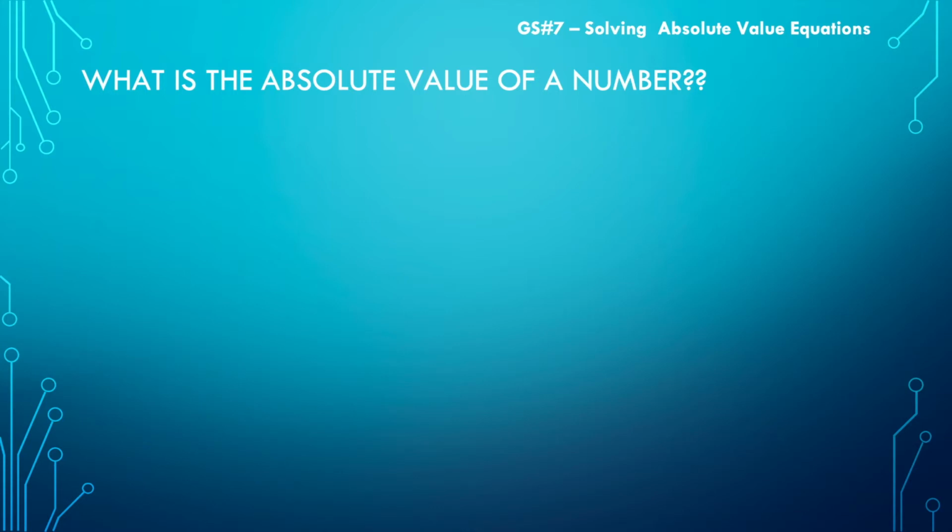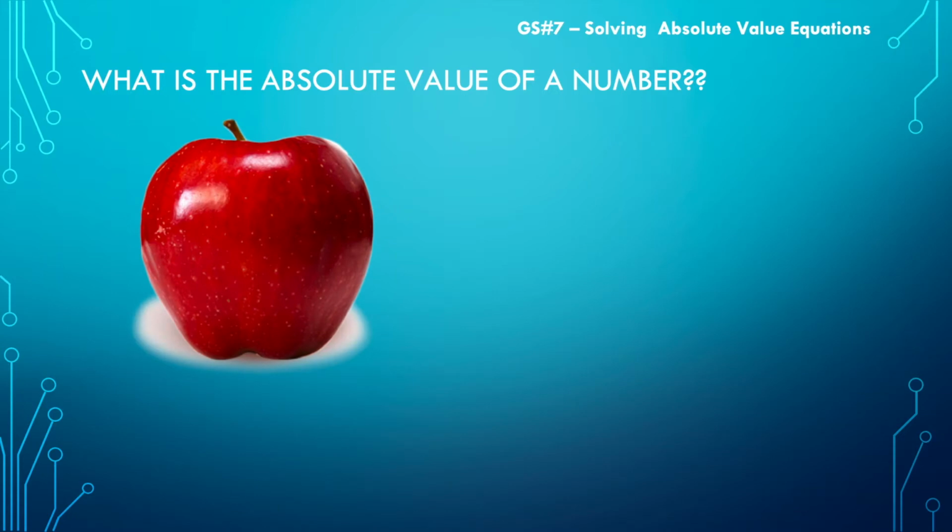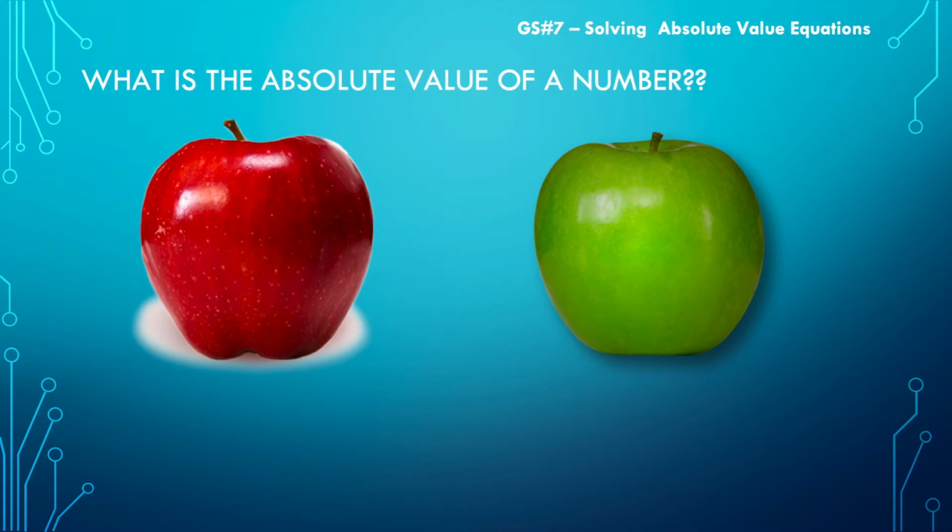value of a number is. So in order to do that, I wanted to give you a couple things to think about. One is I've got a couple of apples here. One is a red apple and one is a green apple. And I think that you would agree with me that both of them are apples. They're just different varieties of an apple.